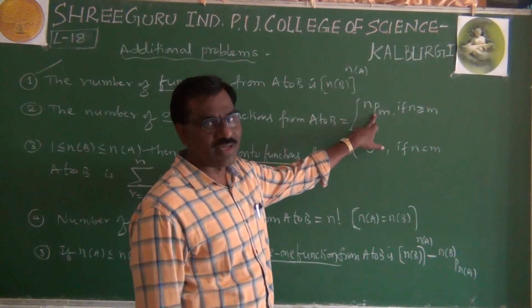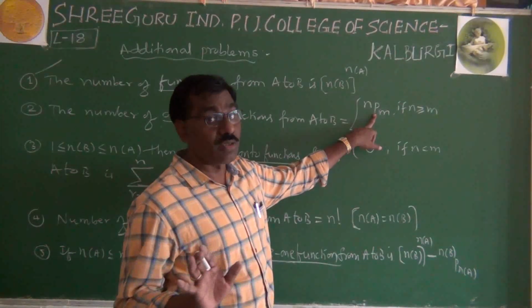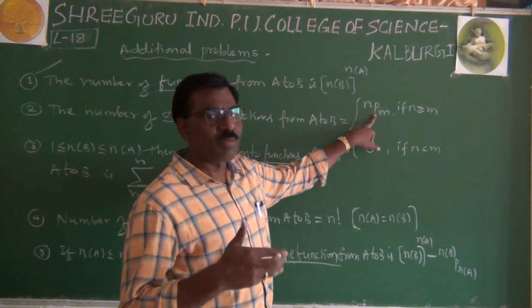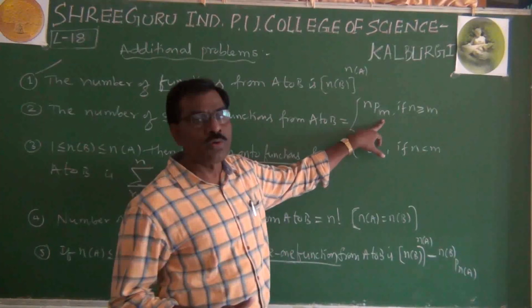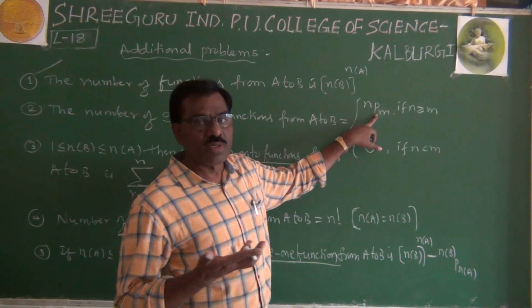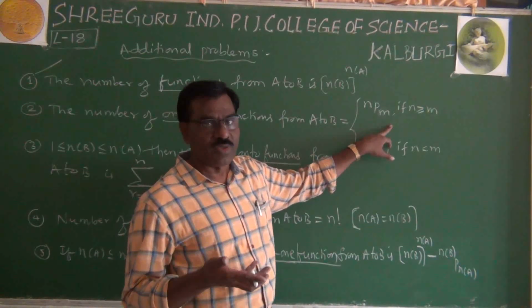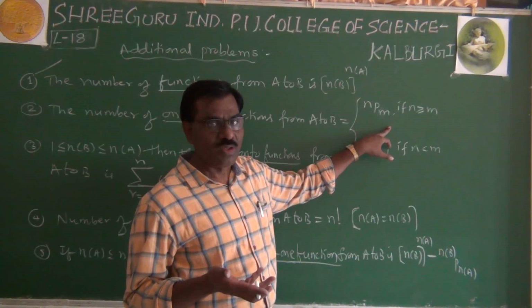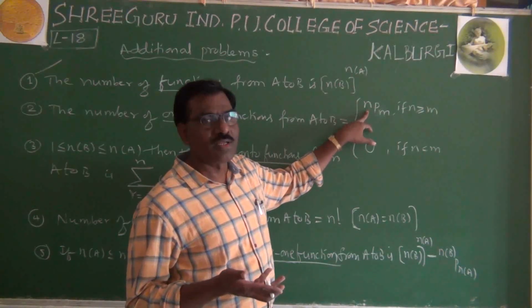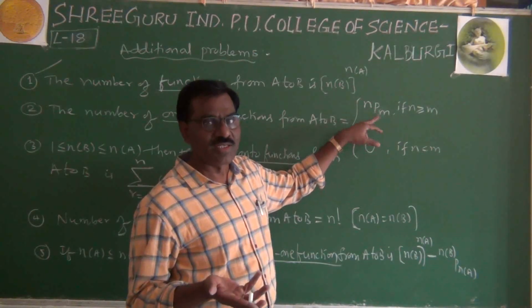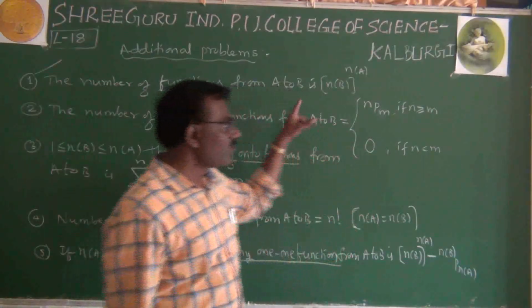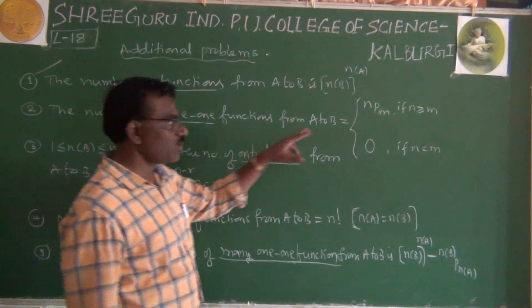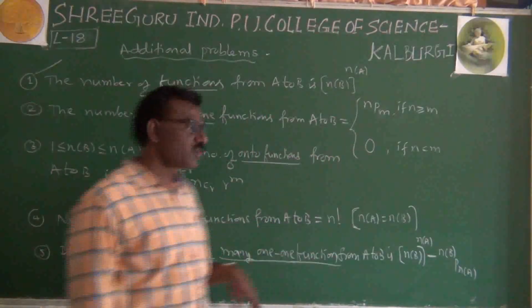This is nPm, but not mPn. When does the permutation nPm exist? When n is greater than or equal to m. It does not exist when n is less than m. Meaningless, n less than m, and if meaningless, the answer is 0. Anyhow, for the number of 1-1 functions there are two answers: nPm and 0.